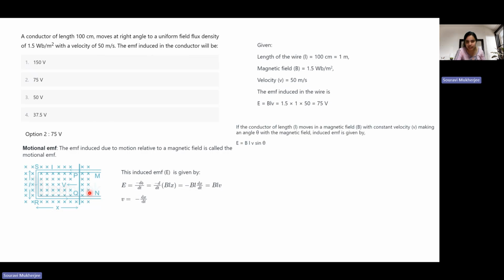Okay, so that means if a conductor of length L moves in a magnetic field with constant velocity V, making an angle theta with the magnetic field, and if theta is not 90, this is the more general expression that you end up getting. So BLV sine theta would be the induced EMF in the wire.